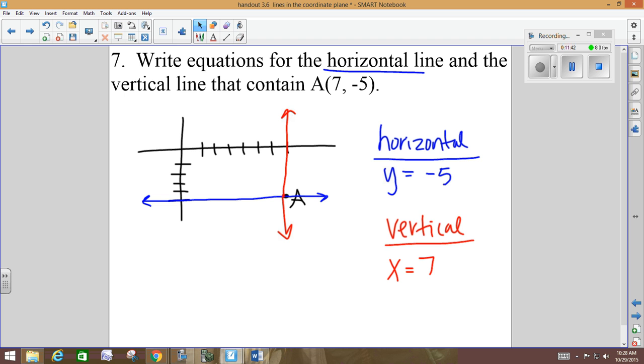When you're doing this on homework, your worksheet tomorrow, your quiz next week, you need to make sure you clarify which one's horizontal and which one's vertical. Okay. Cool. Try the next example on your own.